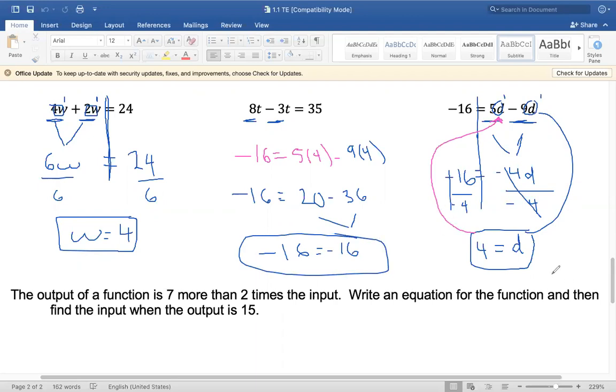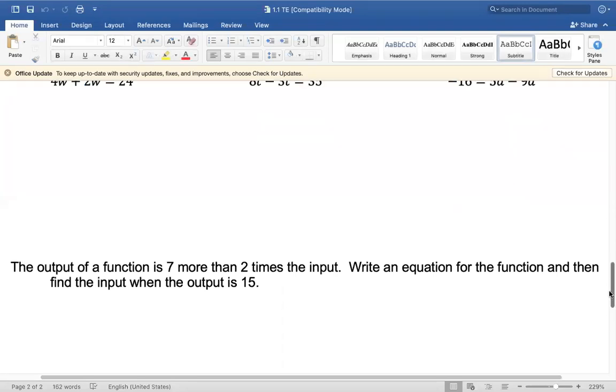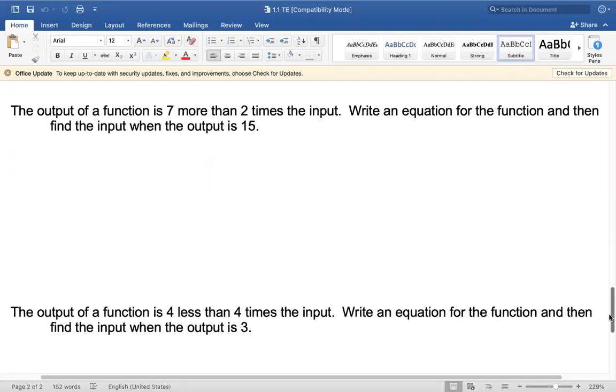So now that just verifies that this answer is correct, because this is correct. Those are a little more complicated. They're called multi-step equations. Now, last couple problems here, we got a couple of story problems.